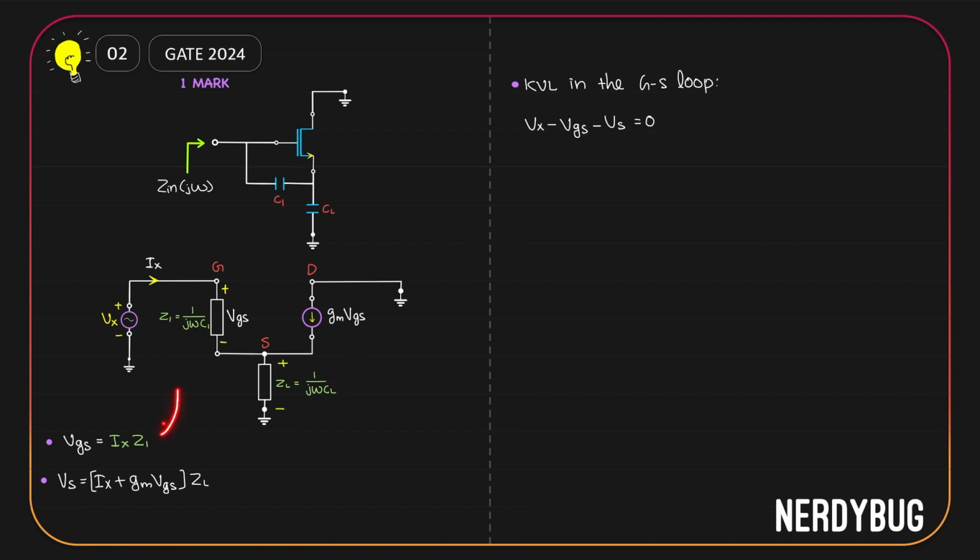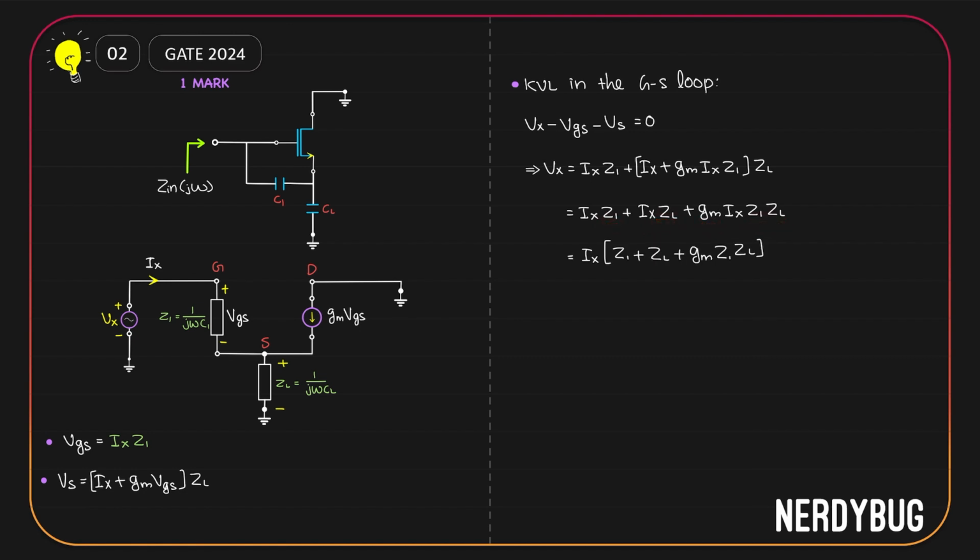Now VGS is Ix Z1. Vs is (Ix plus GmVGS) ZL. Let us replace both of them. This is what we get. Let us take these two terms to the other side of the equation. So these two negatives will become positive. Here again we have a VGS. Let us replace it with Ix Z1. In this term, if we open the bracket, we get Ix multiplied by ZL plus Gm Ix Z1 multiplied by ZL. Now all these terms have Ix in common. So we can write it as Ix multiplied by (Z1 plus ZL plus Gm Z1 ZL).